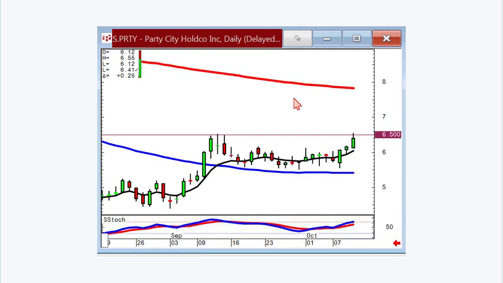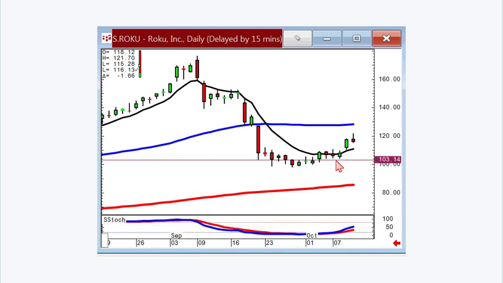PRTY wedge breakout? No, it's more of a fry pan bottom. I wouldn't consider that so much a wedge. Usually, wedge, you can see this to me is more of a fry pan bottom, just about ready to break out.